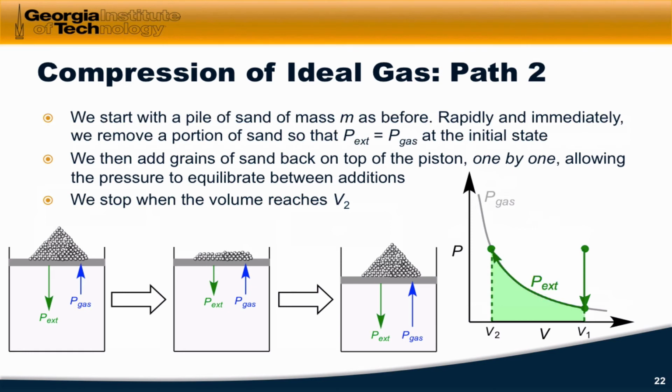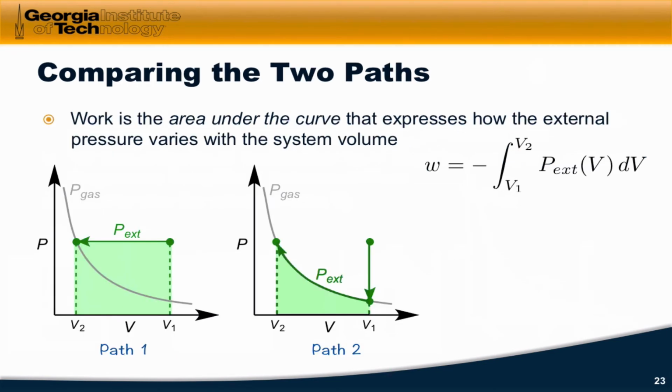If we compare these two graphs, we'll notice that the work for the two different paths is different. Work is the area under the curve, expressing the relationship between external pressure and the system volume. And that's what's highlighted in green on these two state space graphs for paths 1 and 2. The definition of work is here in the upper right of the slide, and it shows us that work is the area under the curve. Work is an integral.